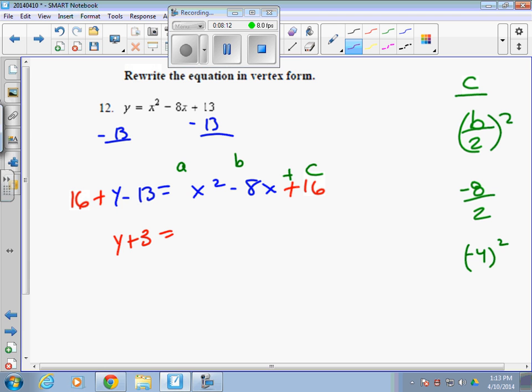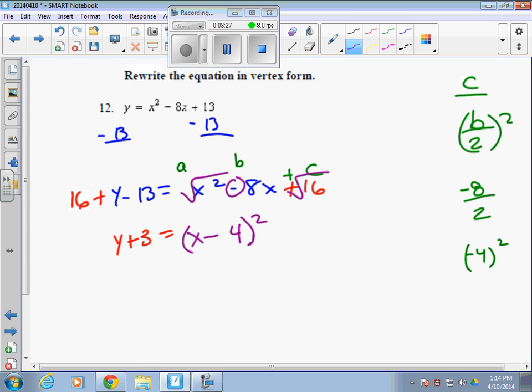In order to do that, you take the square root of the first term: the square root of x squared is x. And the square root of the third term, the square root of 16, is 4. This sign tells you that there's a minus in the middle. So you have y plus 3 equals x minus 4, and you square that binomial.